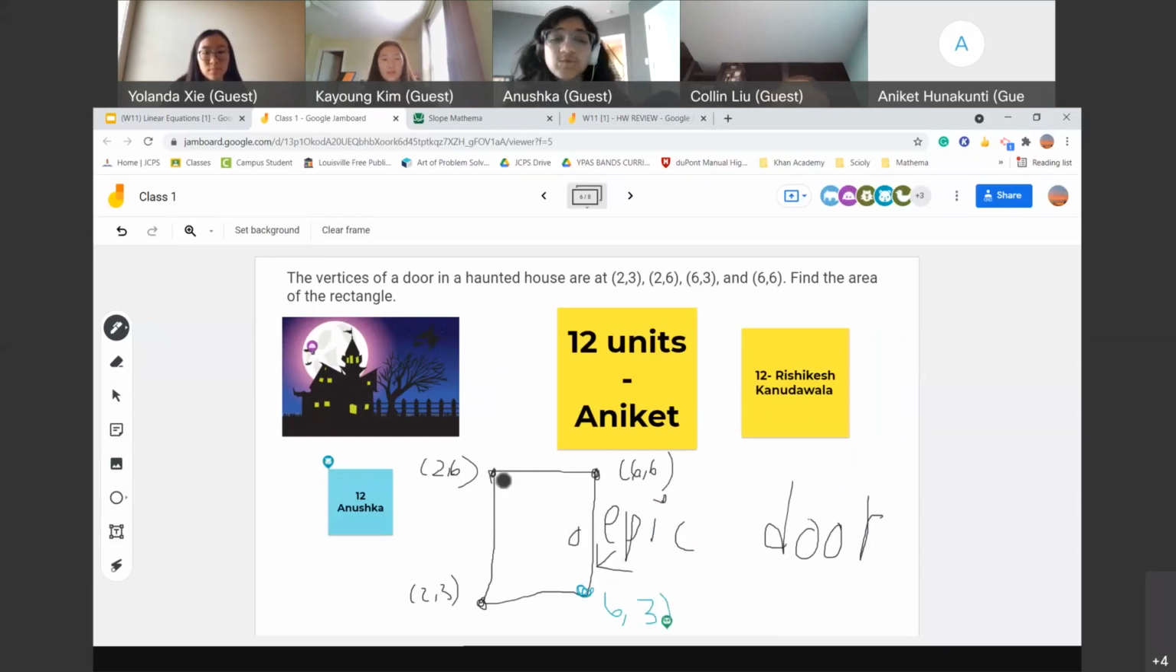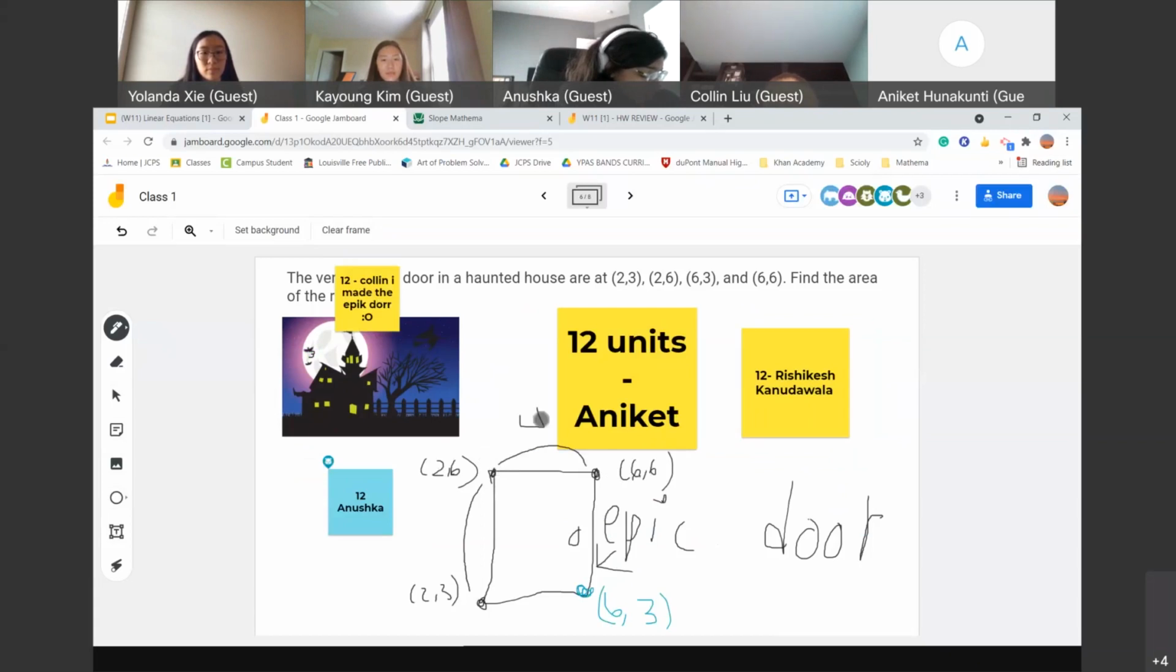Now, to find the area of the rectangle, I just have to find the side length of this and this. Length times width is the area. So the width first, the 6's are the same, but the 2 and the 6, that's a 4-unit difference. The 2's are the same, the 6 and the 3 are a 3-unit difference. 3 times 4 is 12.